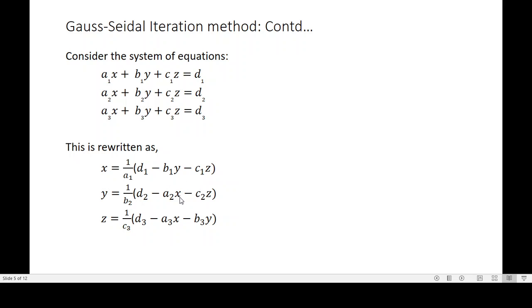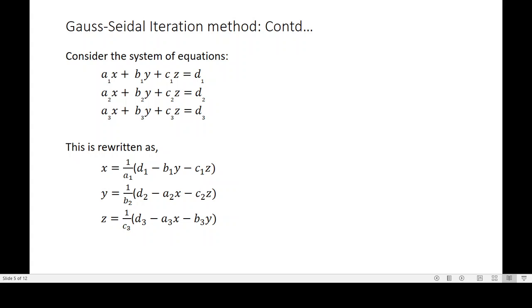Therefore, we substitute x is equal to x1 and z is equal to z0 in the second equation and obtain y is equal to y1. In the third equation, we substitute x is equal to x1 and y is equal to y1 and find z is equal to z1. So this is the first approximation to x, y and z.